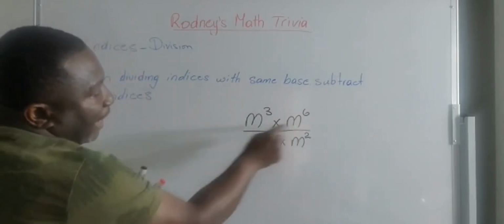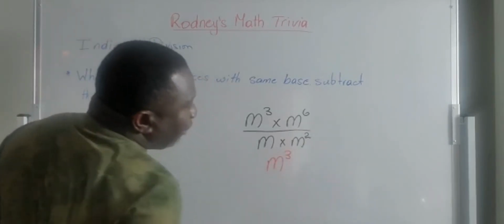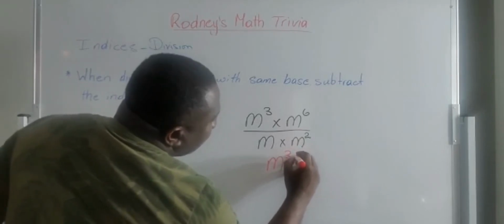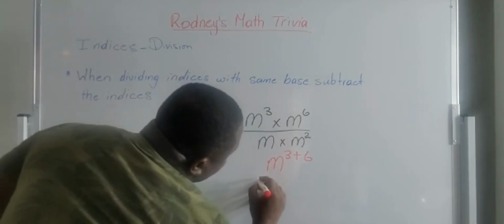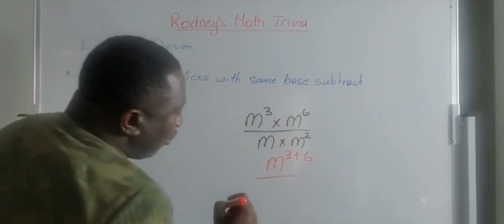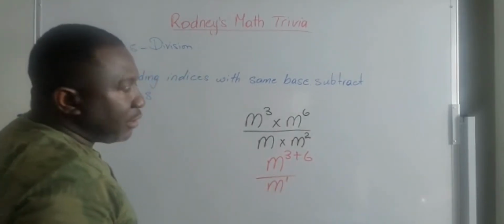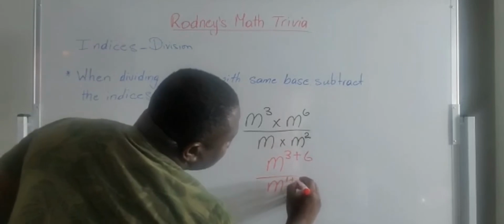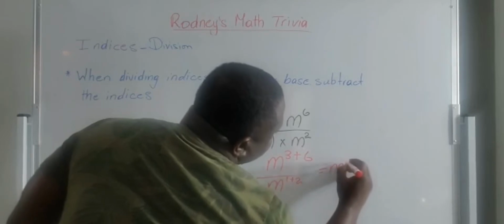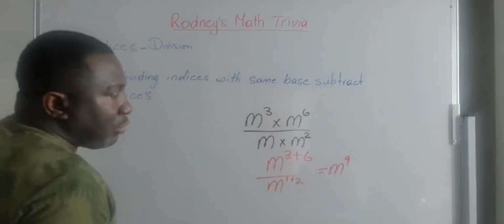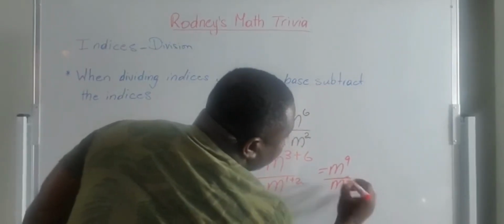So as we simplify our numerator, which is going to be m to the third plus 6. Likewise, we can simplify our denominator. So this is really m to the first plus 2. Our result here is m to the ninth over m to the third.